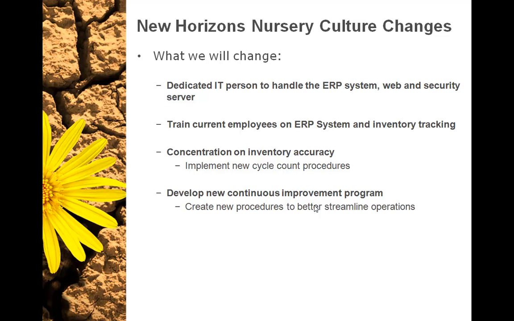We'll need to make some changes at New Horizons. One of these changes will be creating a position for a dedicated ERP system, or IT person to handle the ERP system, the web server, and the security server. Current employees will also need to implement their training on the new ERP system and the inventory tracking. There will be a concentration on inventory accuracy, which will include new cycle count procedures. We'll also need to create a new continuous improvement program that will be developed to help us create new procedures to better streamline operations.